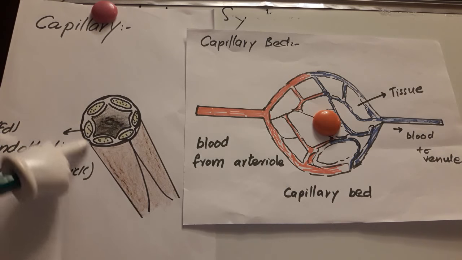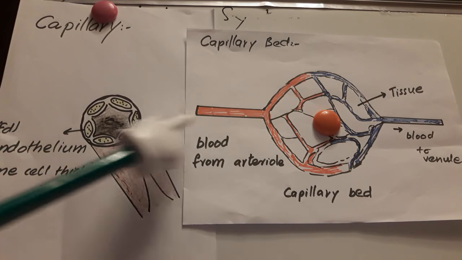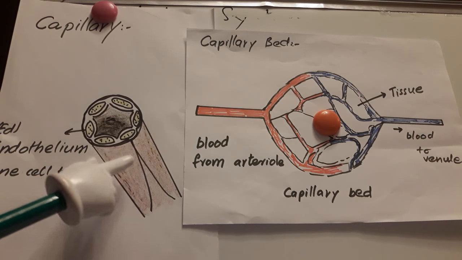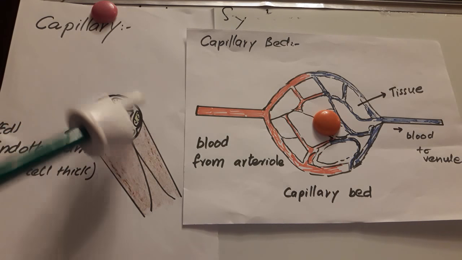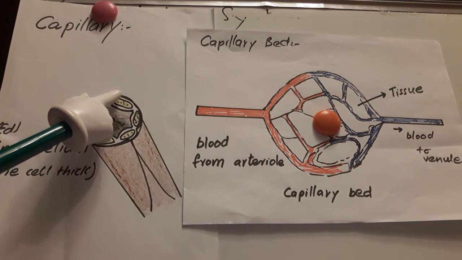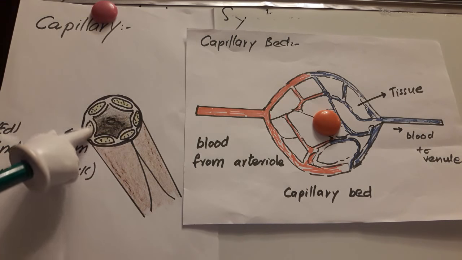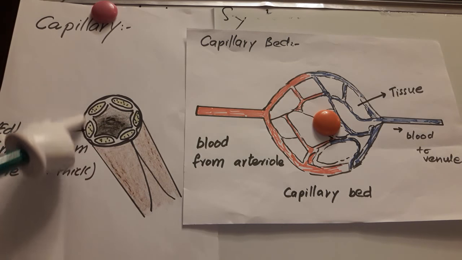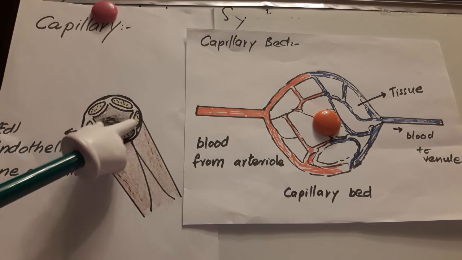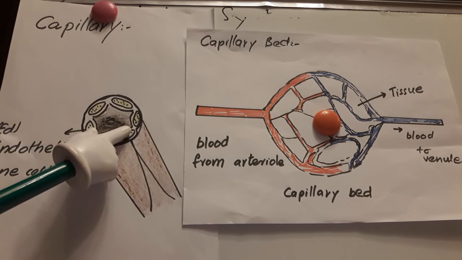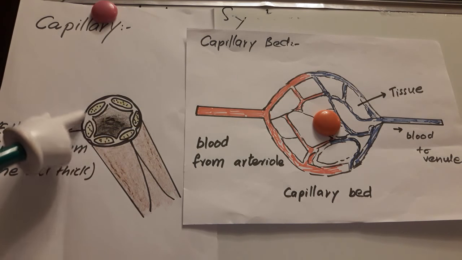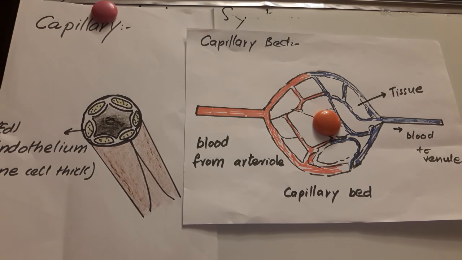So here is a single capillary. This capillary is well adapted to perform its function of exchange of materials. As you can see, it has only endothelium, one single layer of endothelium, and this endothelium is made up of one layer of cells. It means that they are very thin. So this thin layer provides a short diffusion pathway.